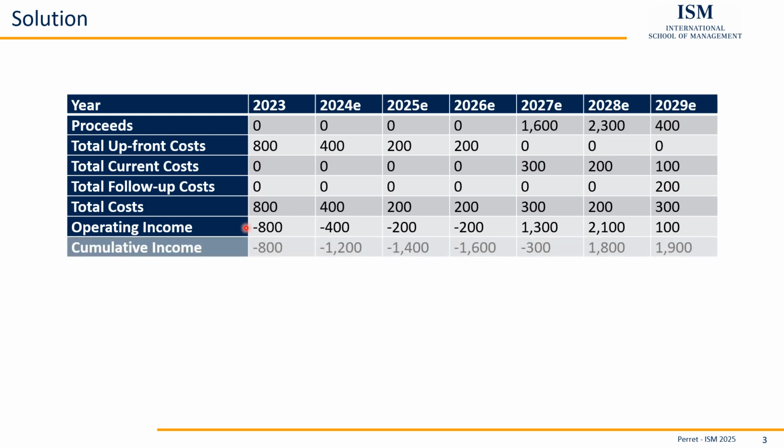So calculate cumulative income by simply adding them up as I go. So I start with minus 800 plus minus 400, giving me minus 1,200, plus minus 200, giving me minus 1,400, plus minus 200, plus 1,300, plus 2,100, and plus 100. So that's basically everything I need to determine the payback periods.